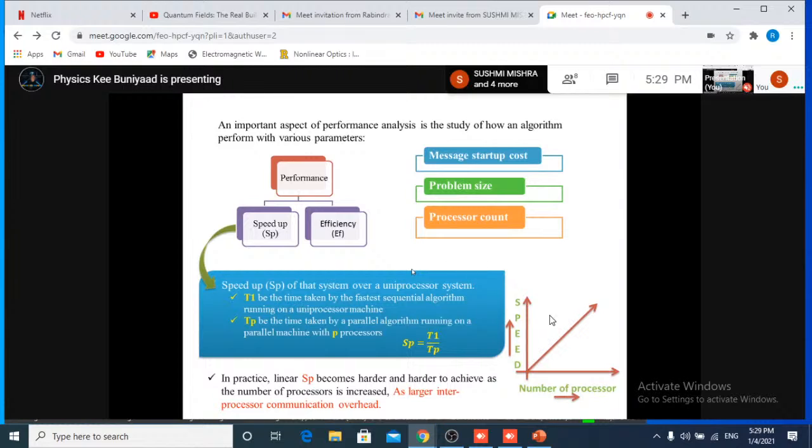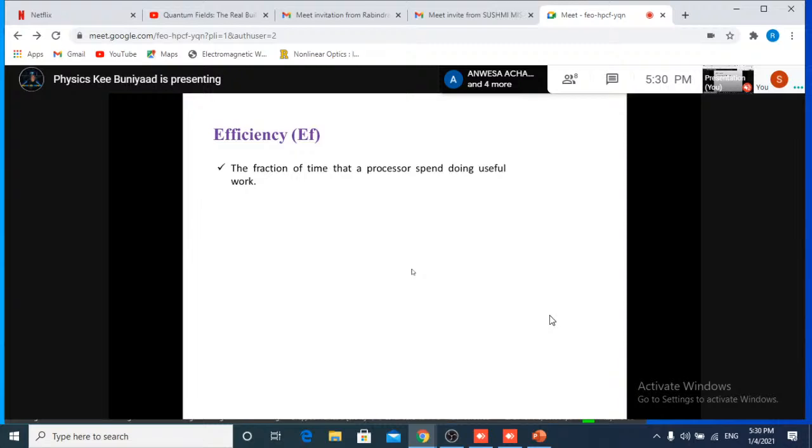Similarly, efficiency means the fraction of time that a processor spends on doing useful work. So how will we get the efficiency of a processor? Just by looking at how much time it spends on doing useful work. When we execute our algorithm, the processor will do many things like computation, communication between two processors, and sometimes it becomes idle. So how much time it spends on doing useful work is called the efficiency of that processor.